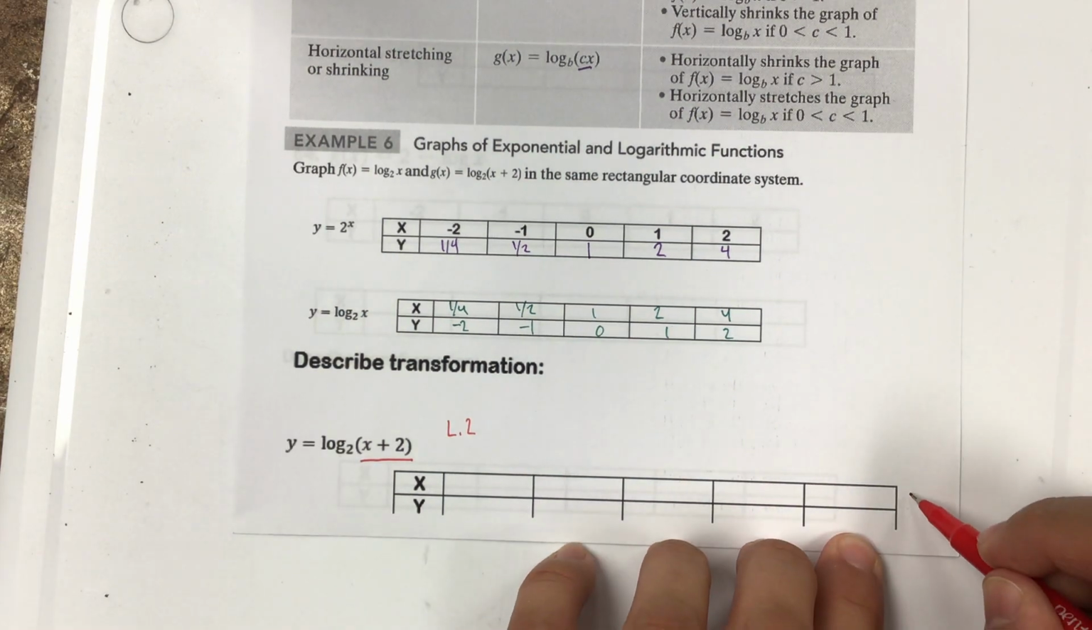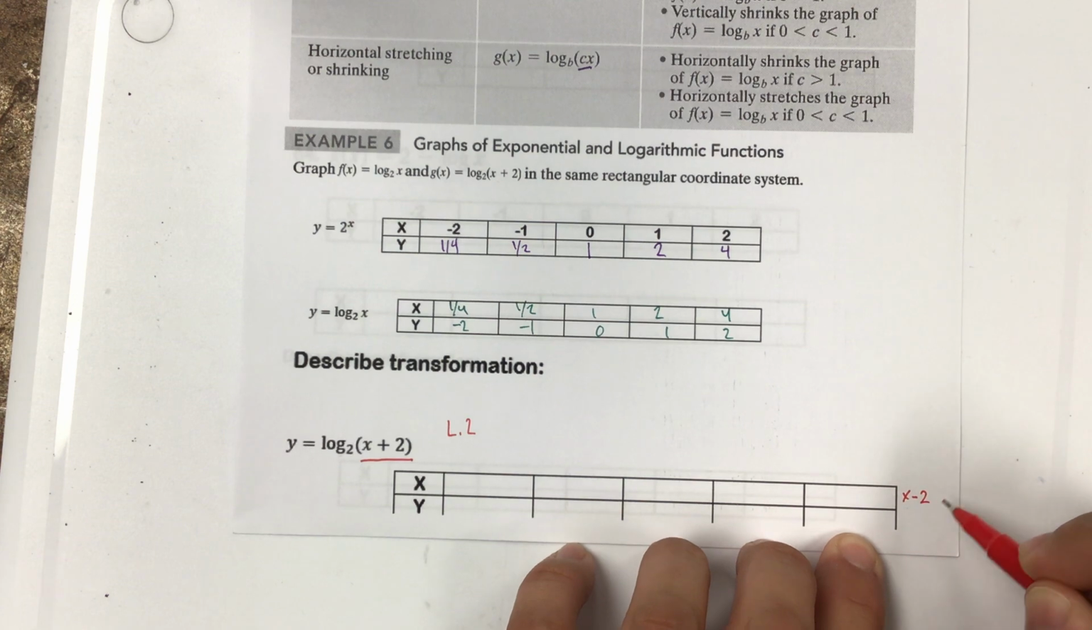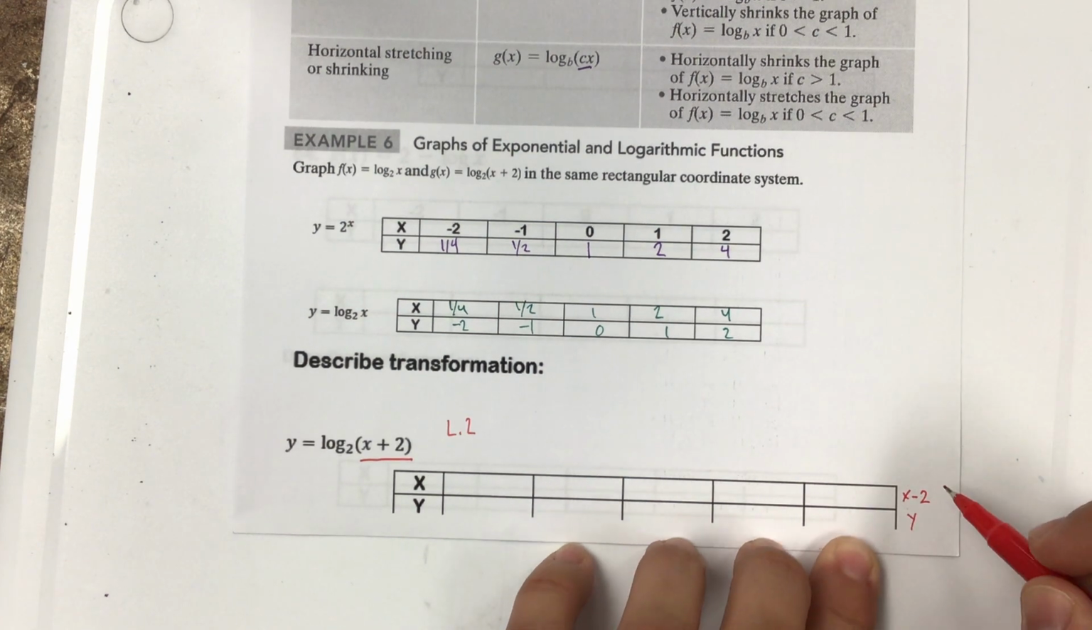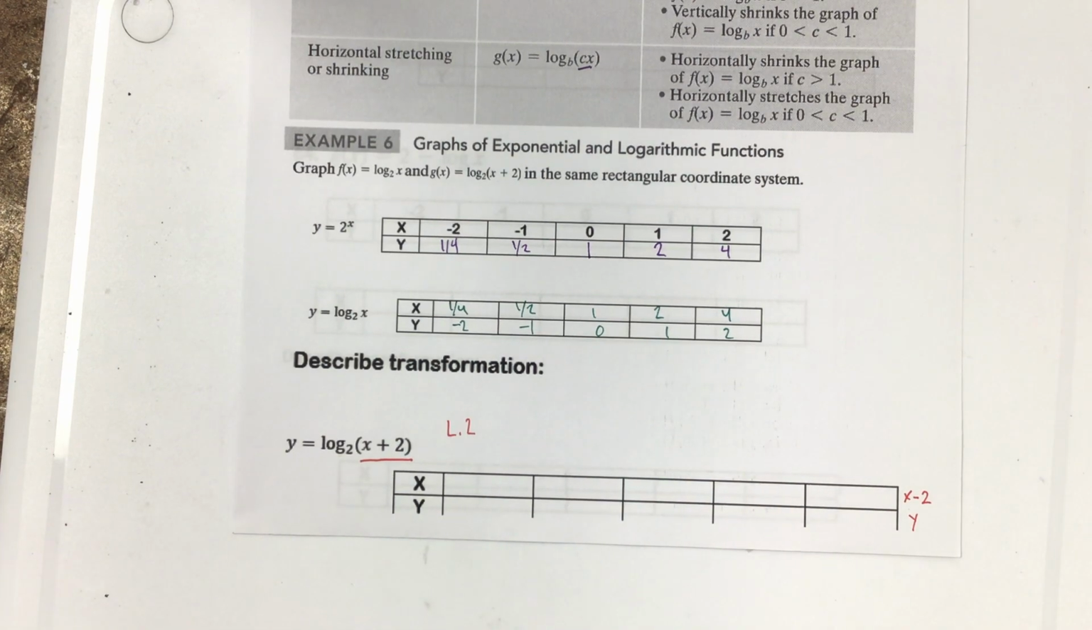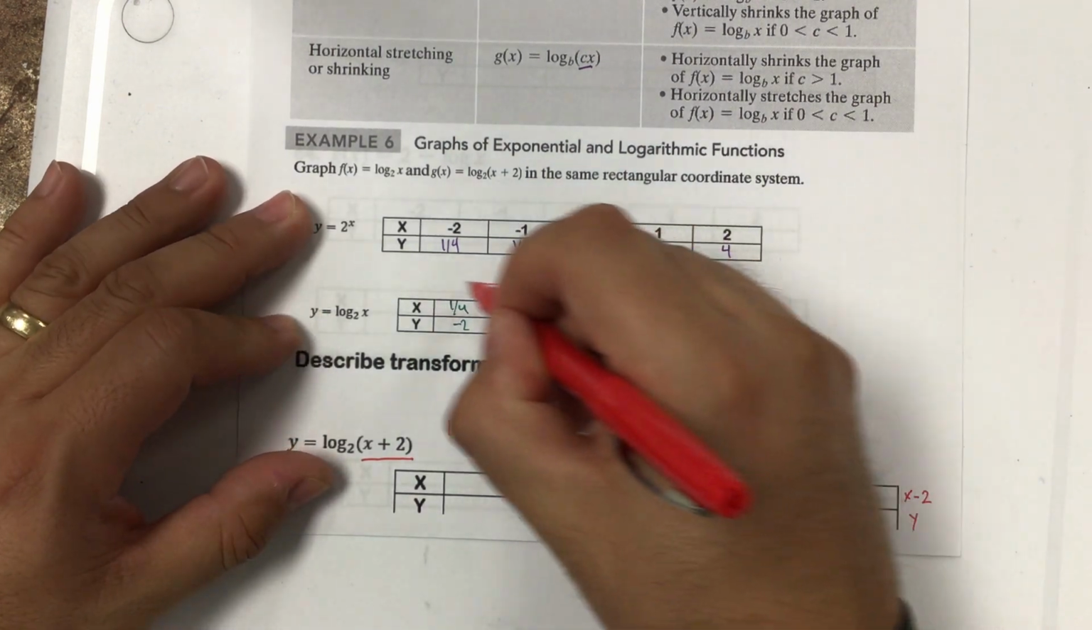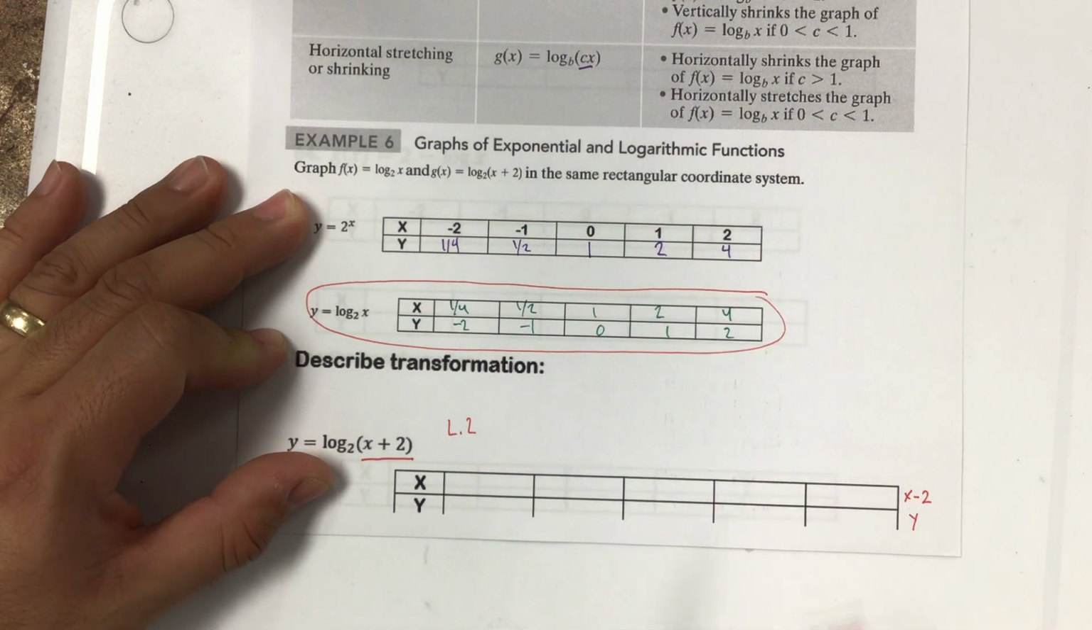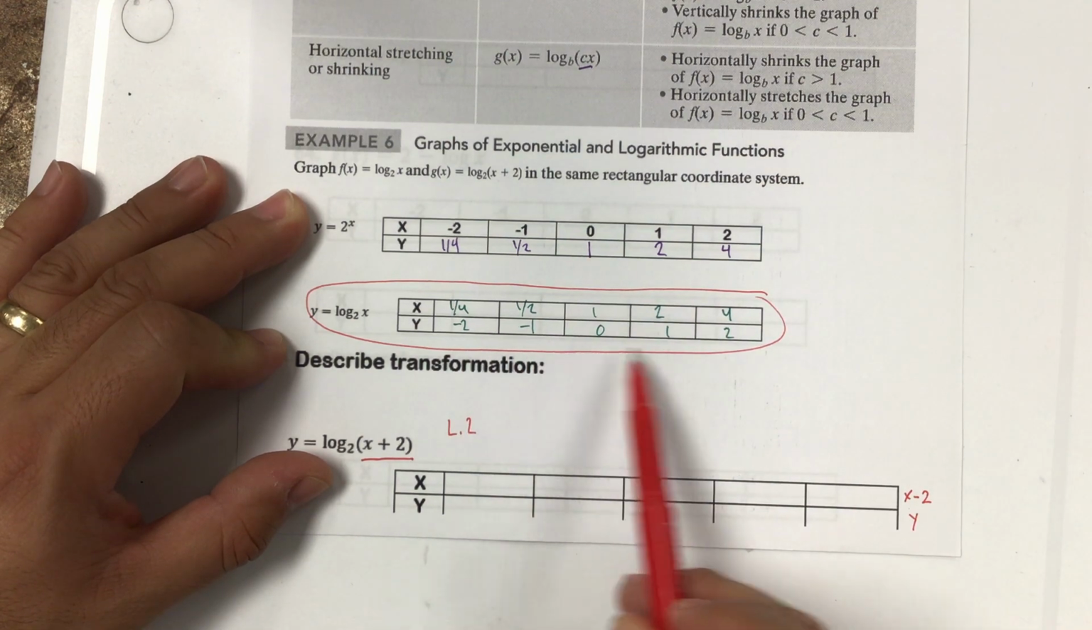So my rule, I'm going to put that on the outside. It's going to be x minus 2. And are the y values affected in any way? No, so it's just y. So with the y values, I'm going to just write those over. So we're using this table right here. So my y values are going to stay -2, -1, 0, 1, 2.